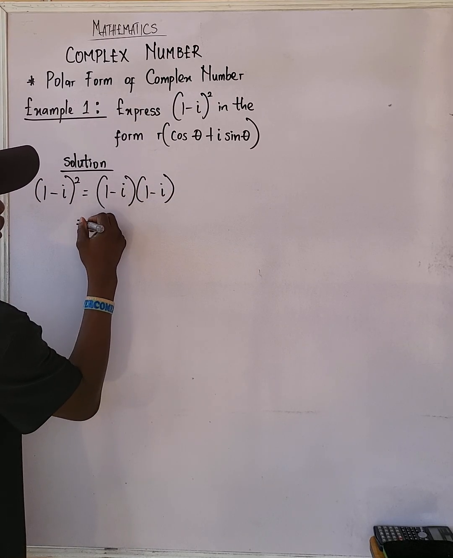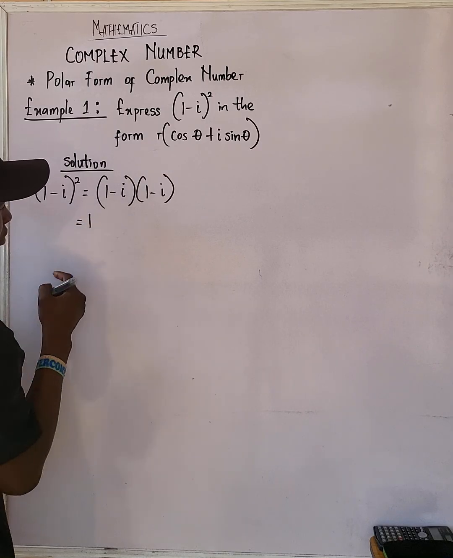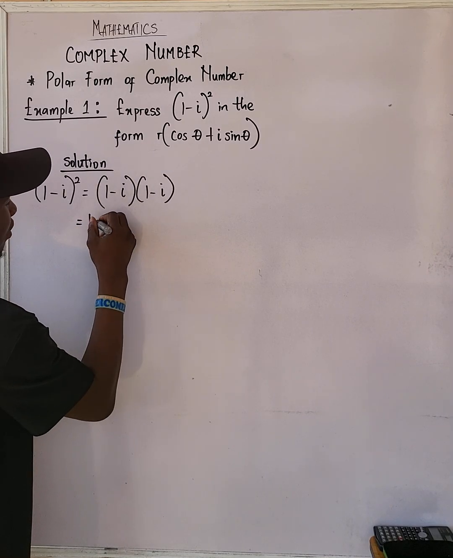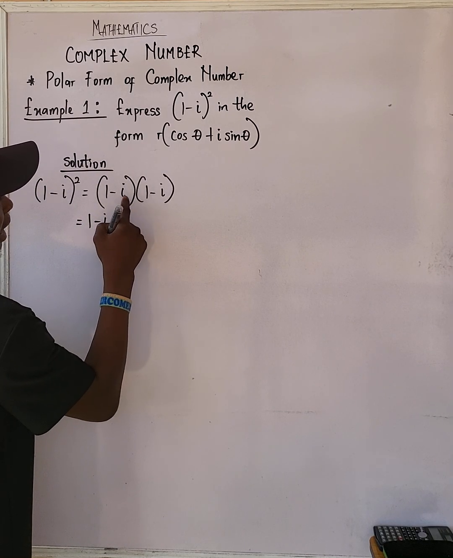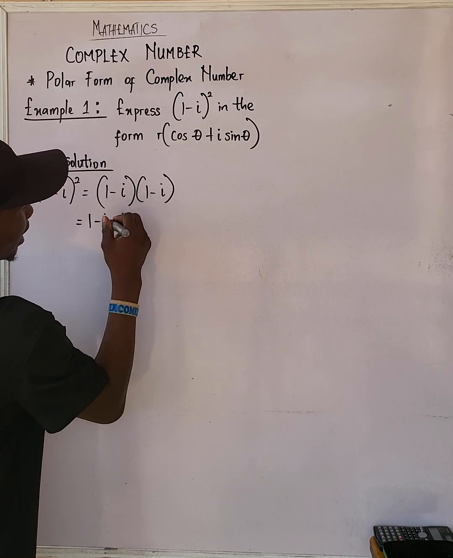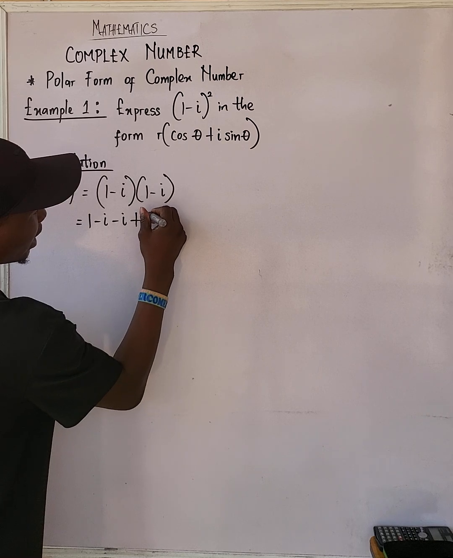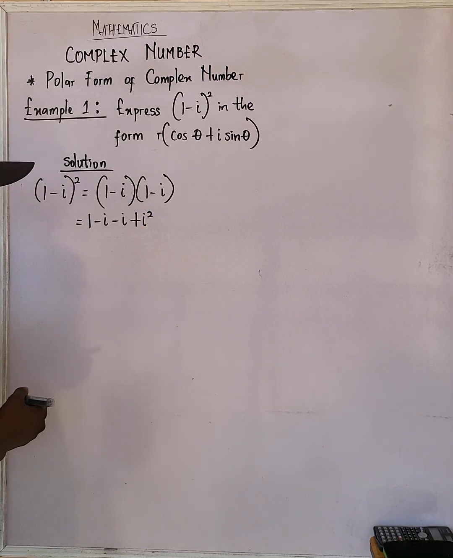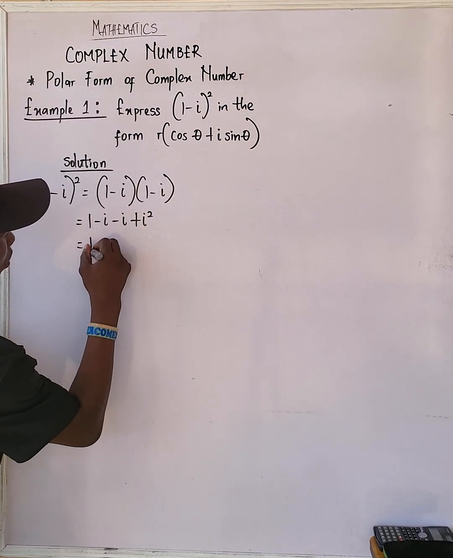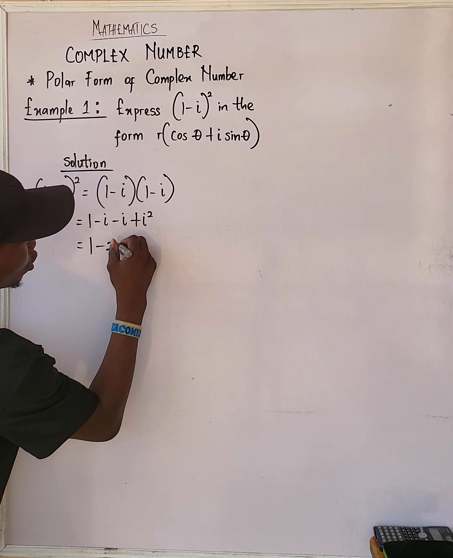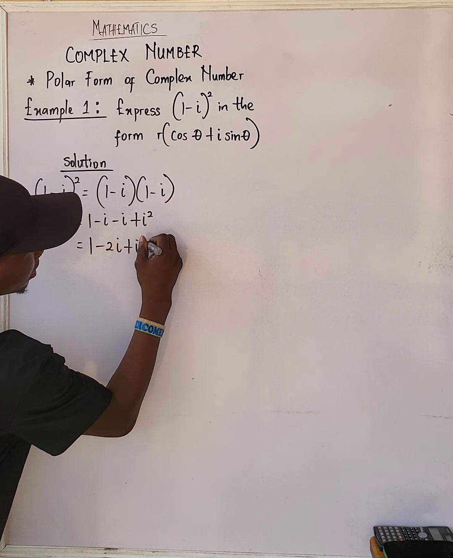Now let's expand it. What do we have? 1 multiplied by 1 will give us 1. 1 multiplied by minus i will give us minus i. Minus i multiplied by 1 will give us minus i. Minus i multiplied by minus i will give us plus i squared. Now what do we have? We have 1 minus 2i plus i squared.